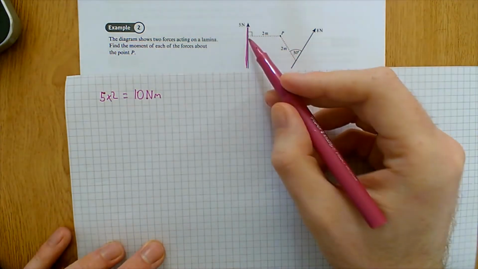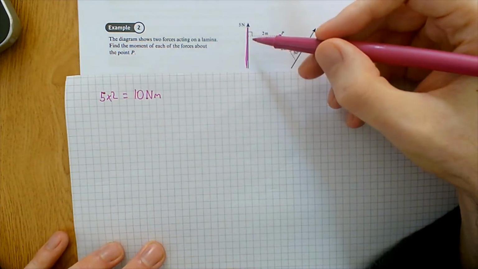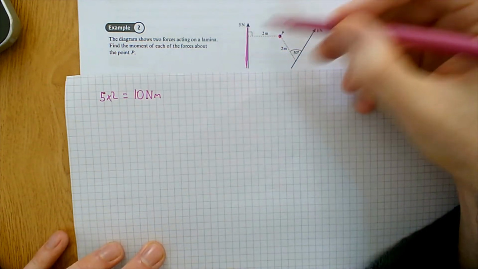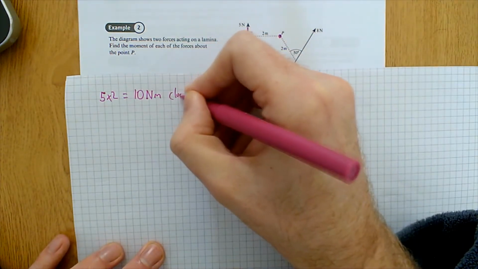And we have to decide, is it going to turn it clockwise or anti-clockwise? Well, this is the pivot here. So if we're thinking about what it's going to do, it's going to turn it round the pivot like that. So actually that is the same as the clocks, so that is clockwise.